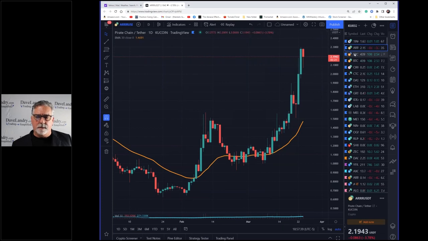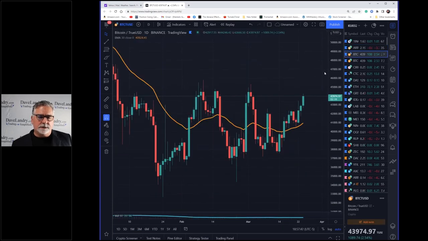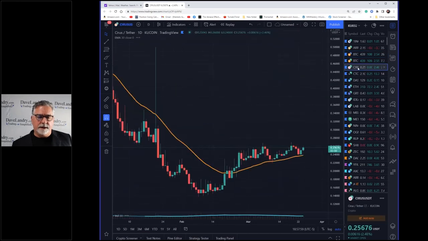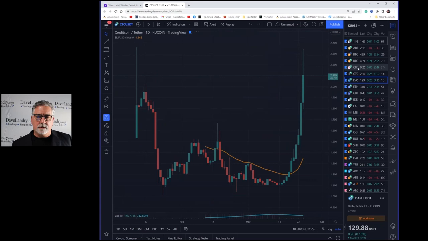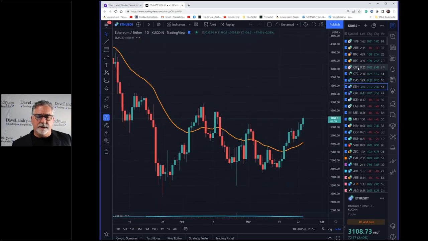Let's take a look at Bitcoin. So Bitcoin, bar one, bar two, technically triggered here, a little wiggle room would have triggered here. So you'd be long with the 220, or in this case, the 230 EMA. It's easy for me to say. So let's take a look at a few more of these. That one's trying to carve out a bottom. This one's kind of going straight up. Dash. Ethereum's looking pretty good.